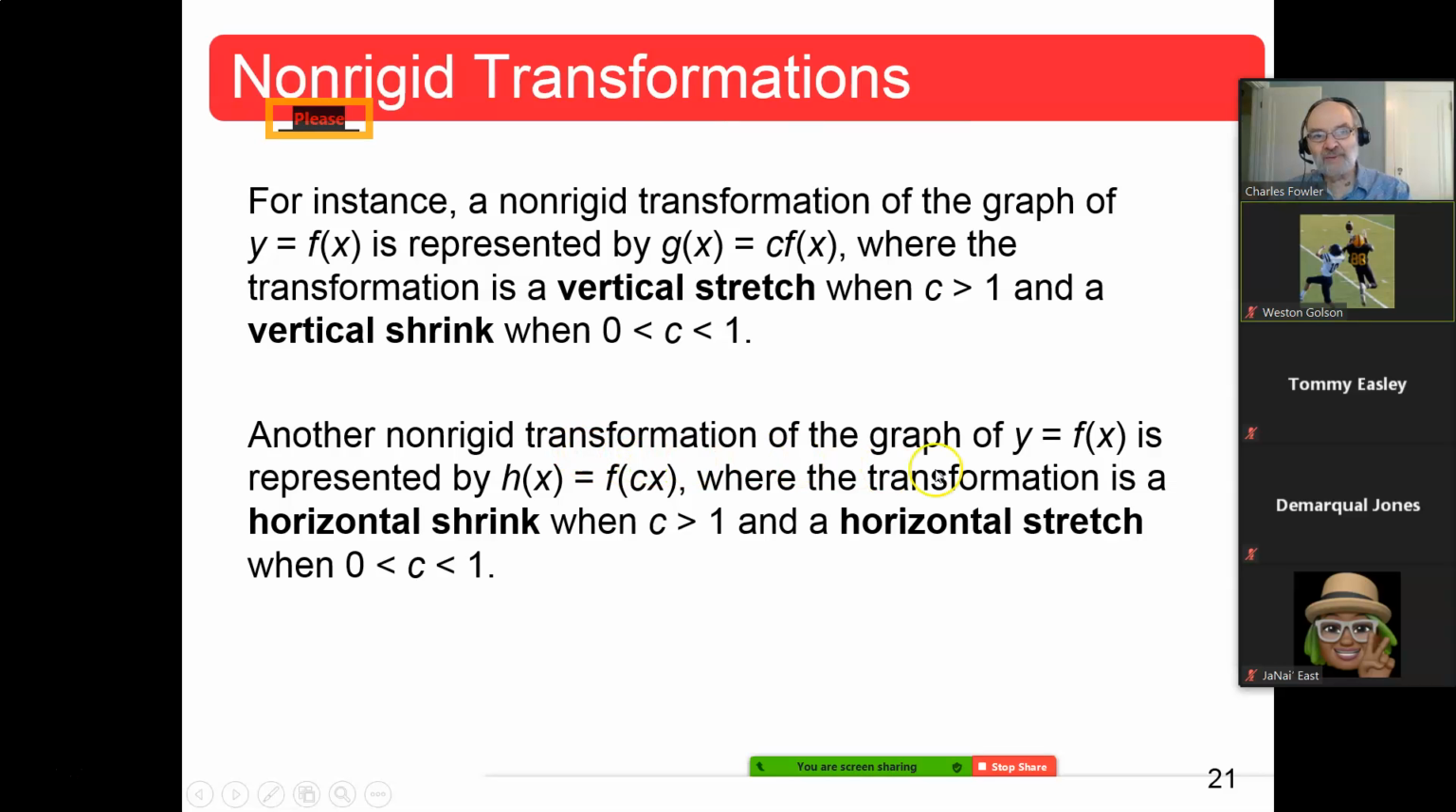Another non-rigid transformation of y equals f of x is represented by h of x equals f of cx. Now you're multiplying the x by a number. Now remember, everything to do with x's is backwards. So if the c is greater than 1, it's a shrink. If it's less than 1, a small c, it's a horizontal stretch. Just have to remember, everything dealing with x's is backwards. Dealing with y's, they go like you would expect.